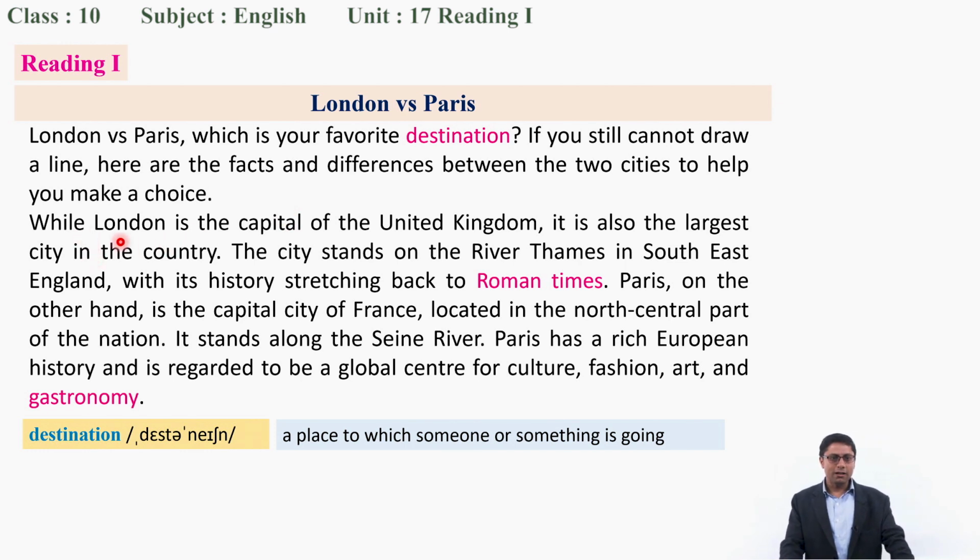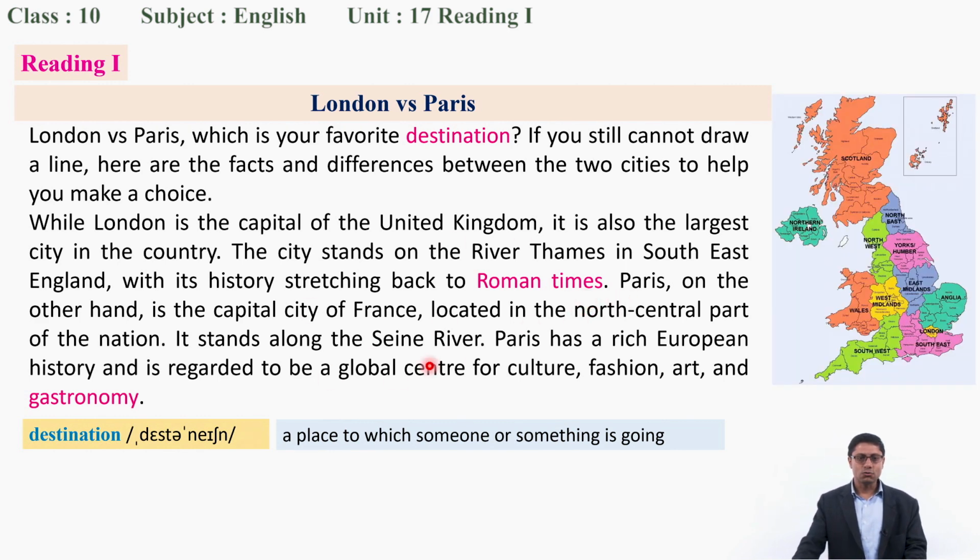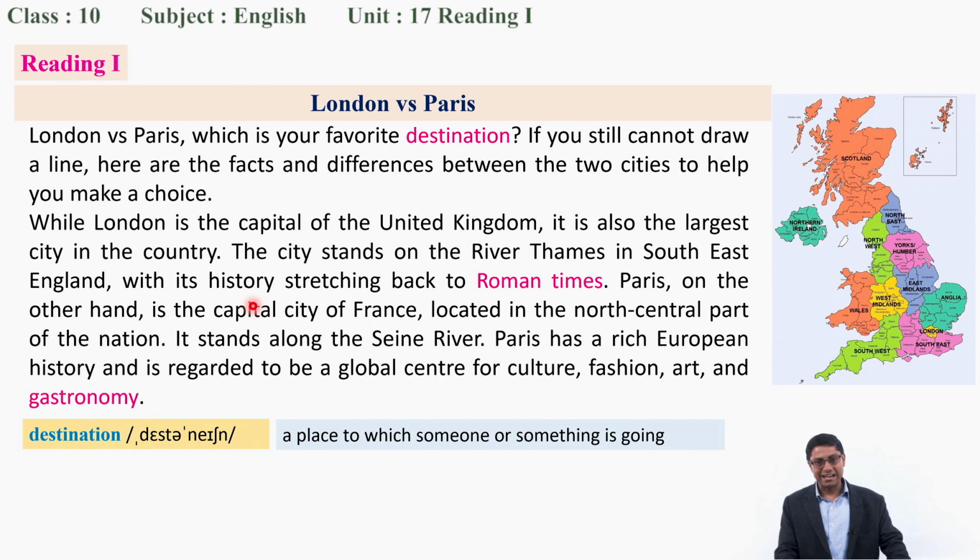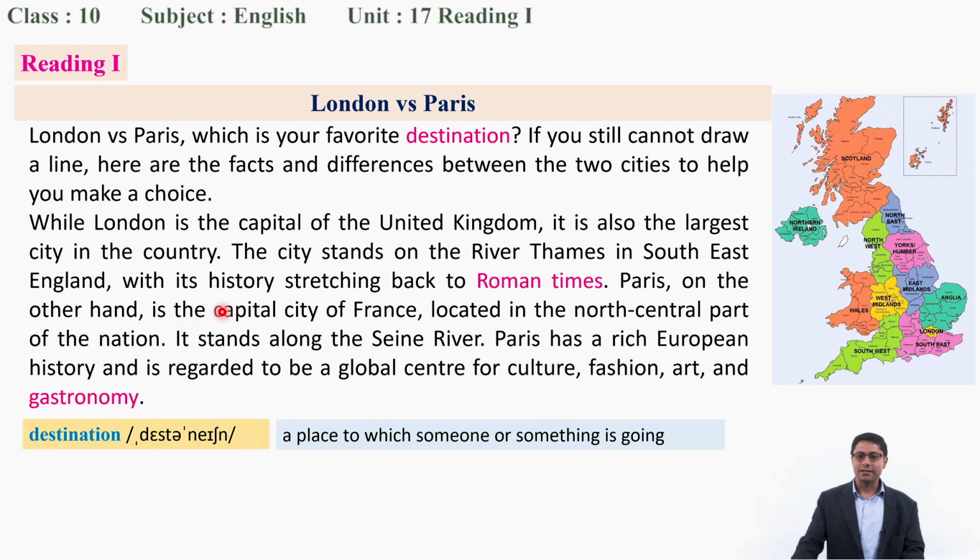Let's look at. While London is the capital of the United Kingdom, it is also the largest city in the country. So London is the capital of the United Kingdom. We already discussed. London City stands on the River Thames in southeast England, with its history stretching back to Roman times. So see, London is situated on the River Thames in the southeast England. This is the part where London lies. So it has the history stretching back to Roman times.